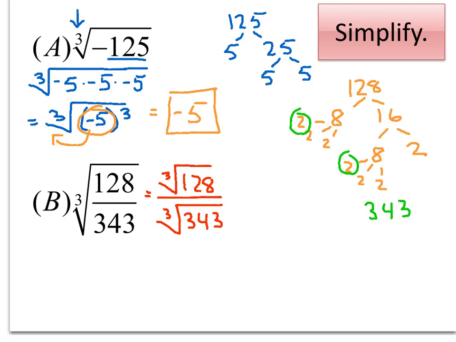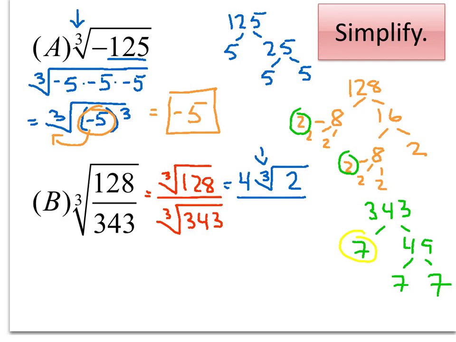Now 343 is 7 and 49. 49 is 7 and 7. I have 3 7's, which means 1 7 will hop out. Now when this 2 hops out and this 2 hops out, they are going to multiply together. So I'll be left with 4 cube root. Don't forget to put your index here. And then what's left is this lonely 2 over here. And on the bottom, since I have a 7 and nothing else left, I'm just left with 7. Now if this 4 and this 7 could simplify, we would, but they can't. So my final answer is that.